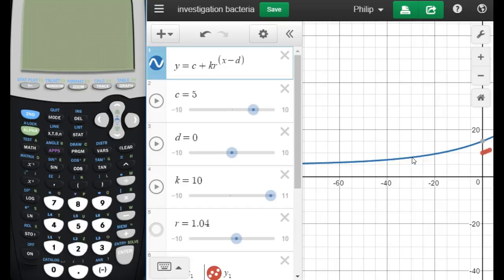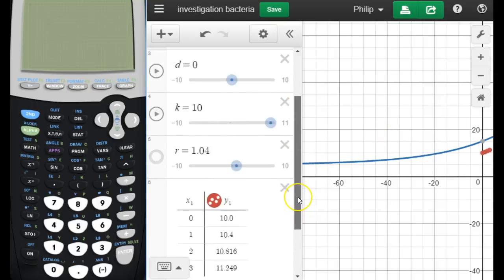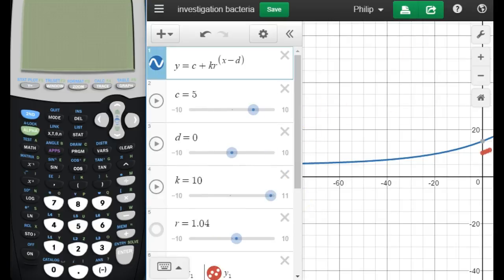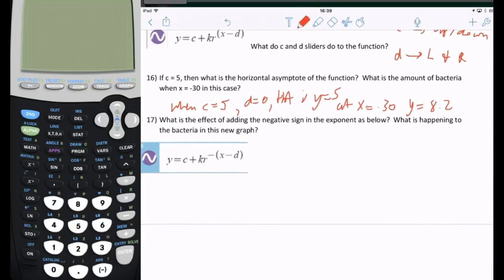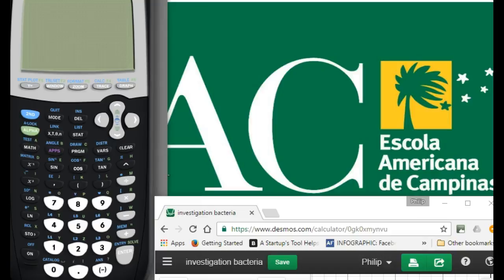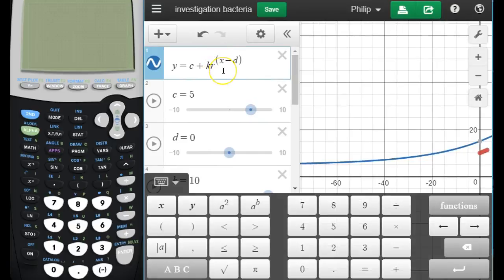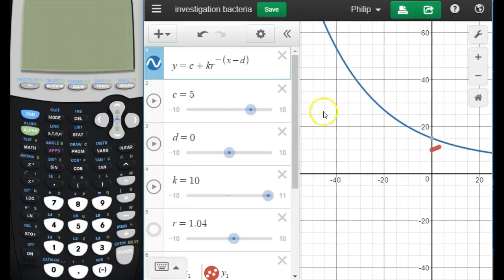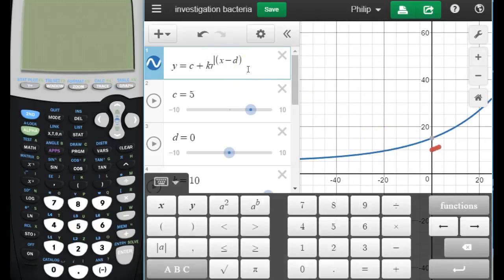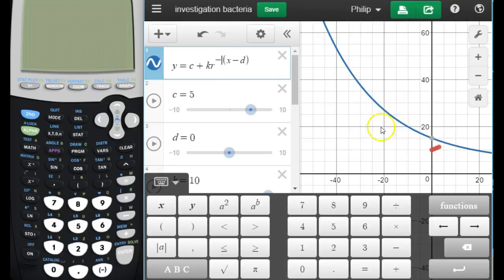Finally, at the end, what is the effect of adding the negative sign in the exponent as below? What is happening to the bacteria in this new graph? Let me show you what that looks like. We're going to add the negative sign here. So I'm going to put a negative sign to see what happens. Whoa, did you see that? Let's take it out again. Okay. So the negative is flipping the graph.